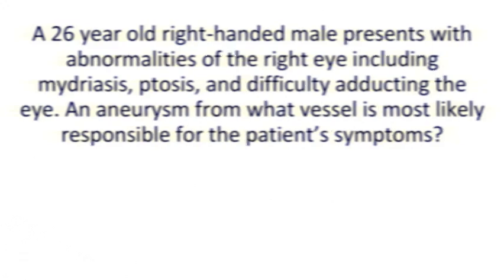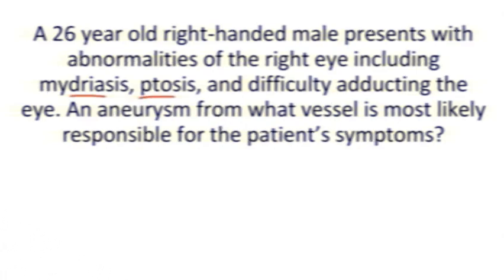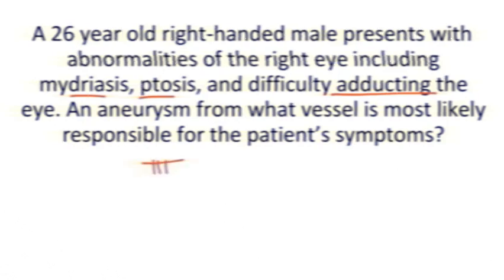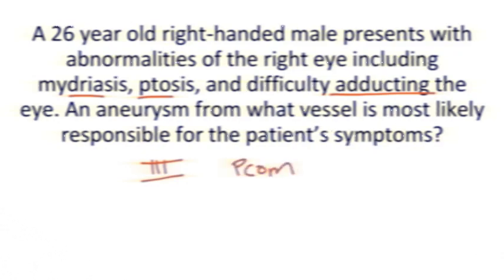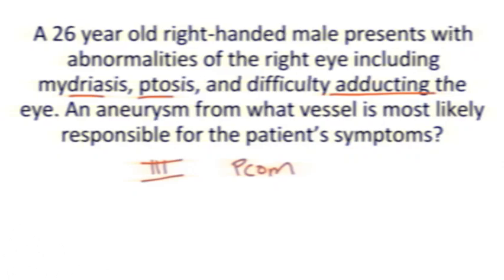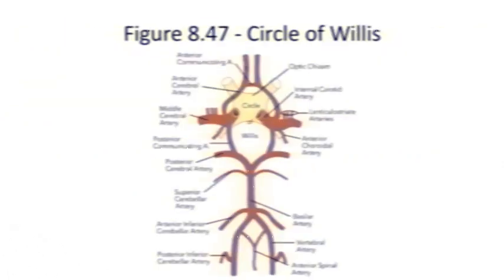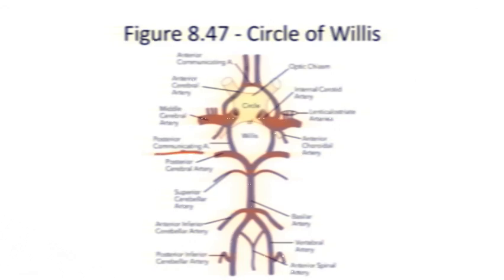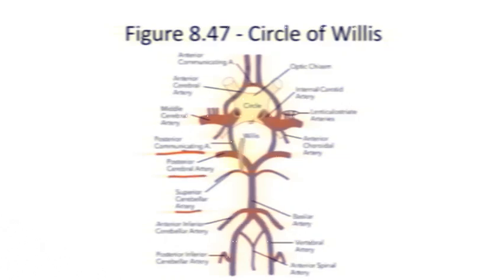Recall from part 1 of this section that mydriasis, ptosis, and difficulty adducting the eye are unique symptoms associated with damage to the oculomotor nerve, or cranial nerve 3. Remember, an aneurysm originating from the posterior communicating artery, or PCOM, can compress the oculomotor nerve, resulting in the symptoms described in this vignette. Let's pull up some figures to make this clear. From figure 8.47, we can see the posterior communicating artery right here. Recall that the oculomotor nerve passes between the superior cerebellar artery and the posterior cerebral artery as it projects anteriorly like this. This means that an aneurysm originating from the PCOM right here could compress the oculomotor nerve, resulting in the symptoms described in this vignette.